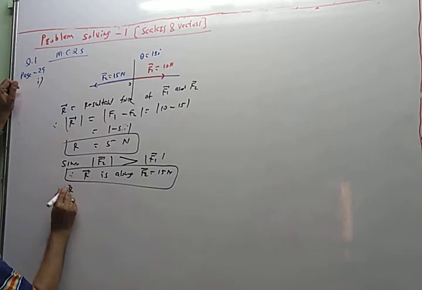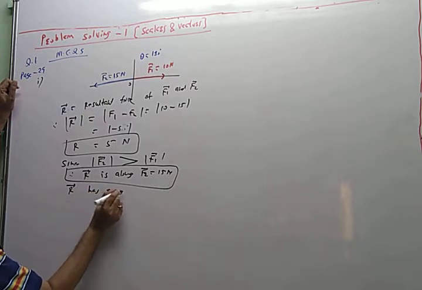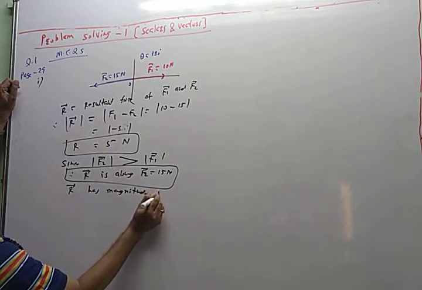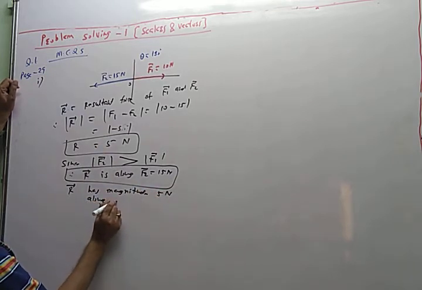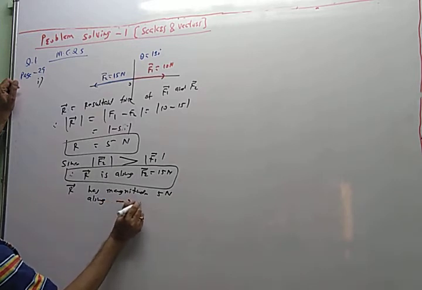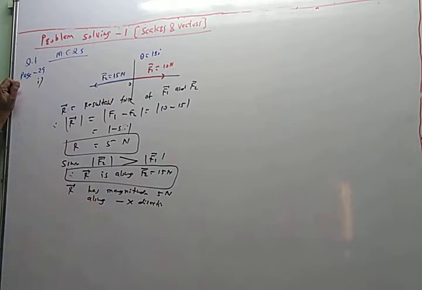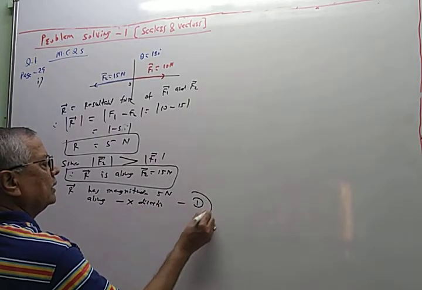So the resultant vector R has magnitude 5 Newton along the negative x direction. F2 is in the negative x direction. So this is the answer. R is equal to 5 Newton along negative x direction. So the correct choice is D.